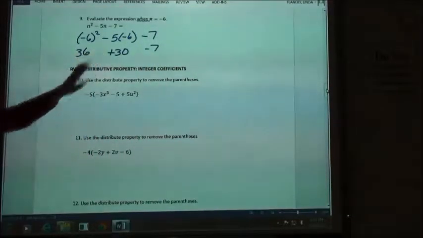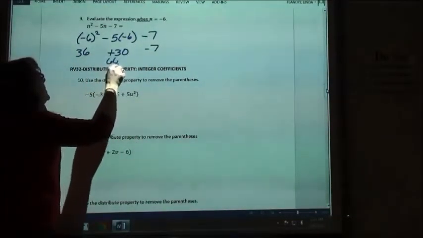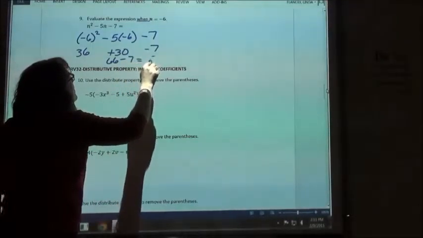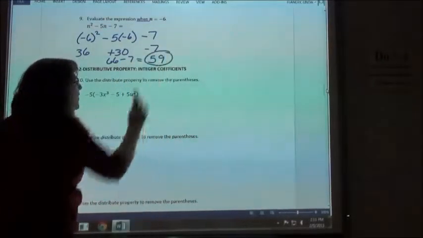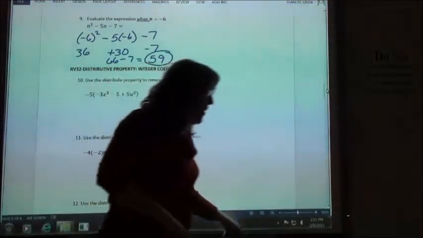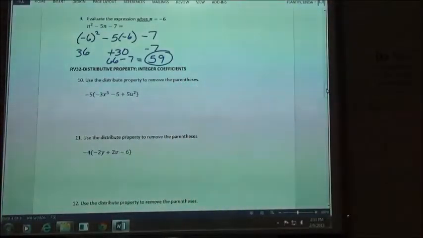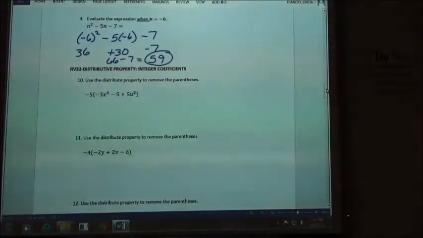So 36 plus 30 would be 66. 66 minus 7 is 59. If I grab my calculator quickly here, well, maybe not so quickly.